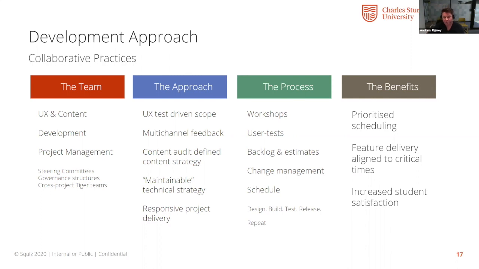And we are a responsive project delivery. So Charles Sturt is an agile house, or an agile enterprise. We actually tweak that and we've become what we term internally a responsive project methodology.